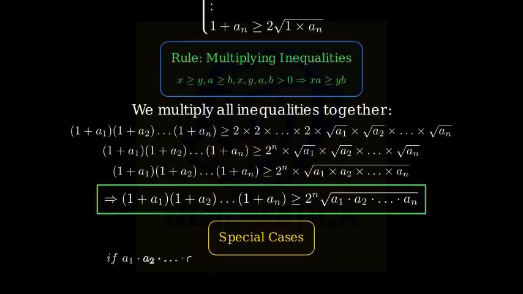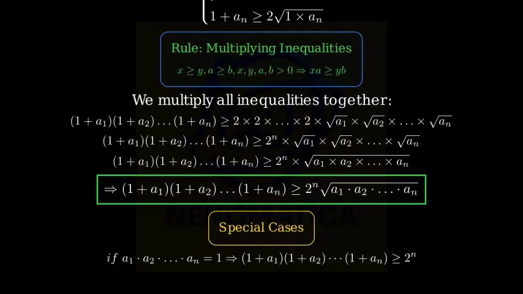First, if the product of all the a's equals 1, then the inequality simplifies to the product of 1 plus a sub 1 times 1 plus a sub 2, and so on until 1 plus a sub n is greater than or equal to 2 to the power of n.